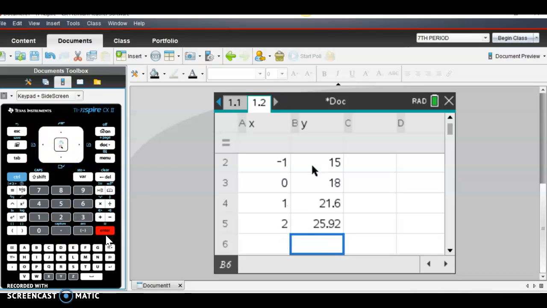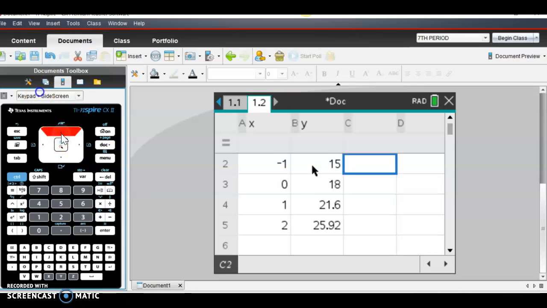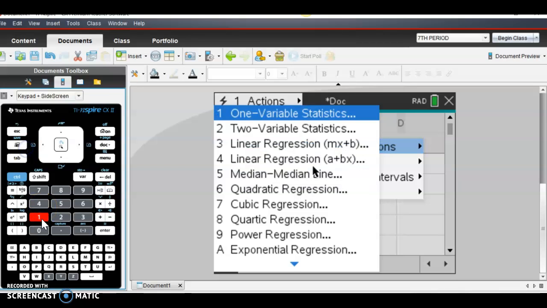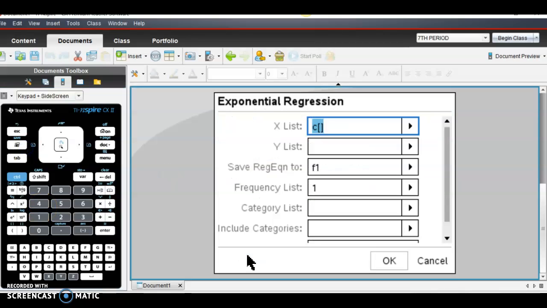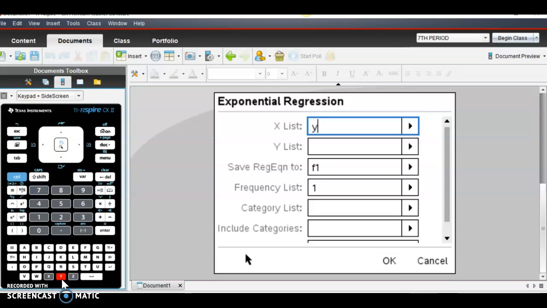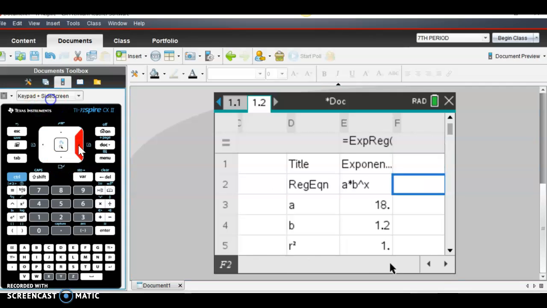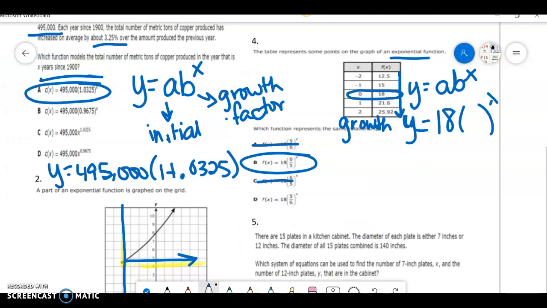And then we go to cell C1, and we're going to choose menu 4, 1, and this is exponential, so we're going to choose letter A, choose X, enter, choose Y, and then hit enter twice, and we can come down here and we can in fact see our B value is 1.2. Now they have 1.2 written as a fraction, which is 6 over 5, which is again going to be letter B.